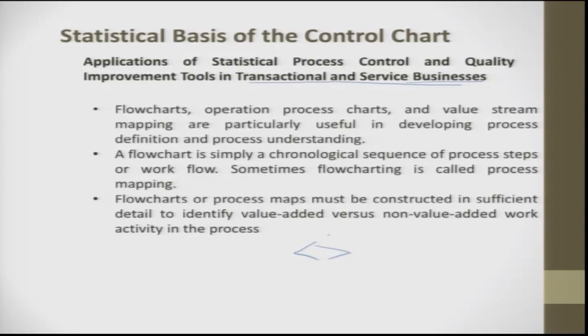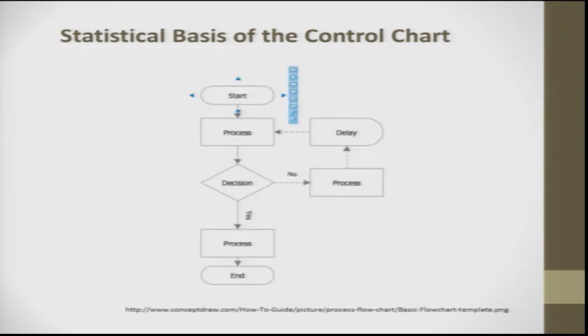A simple logical way of representing a matter or a protocol in a pictorial manner, in a chronological sequence, is the activity of a flow chart. A flow chart or a process map can be constructed in sufficient detail to identify value added versus non value added work activities. So, this is the statistical base of control chart where we follow a flow chart: start process, D stands for delay, process is going on, there is a decision which is taken and then it goes.